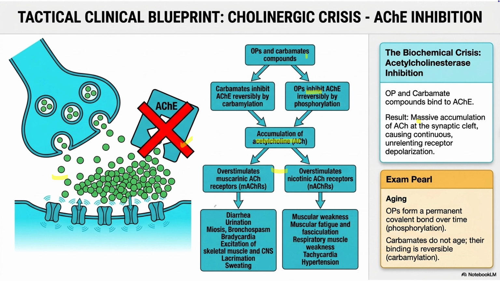Symptoms due to muscarinic overstimulation and nicotinic overstimulation are listed in the flowchart. The central nervous system involvement leads to agitation, seizures, coma, and respiratory depression. Keep in mind our exam pearl on aging. We shall discuss it in the next slide.